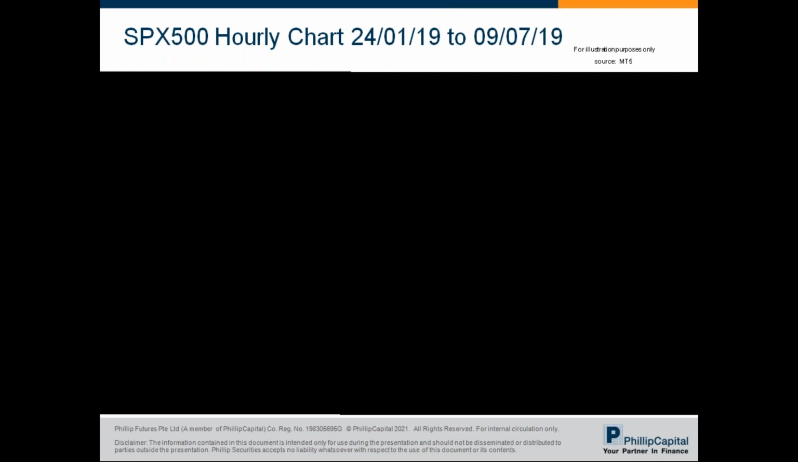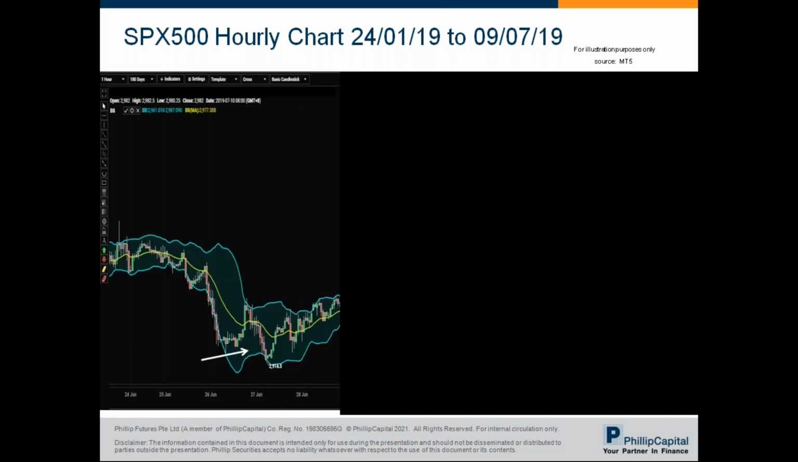Just to get yourself familiarized with how to apply these W bottom formations. All right, so the first step again, find the W bottom. All right, so this is the W bottom. You can see that this is a very straightforward W.